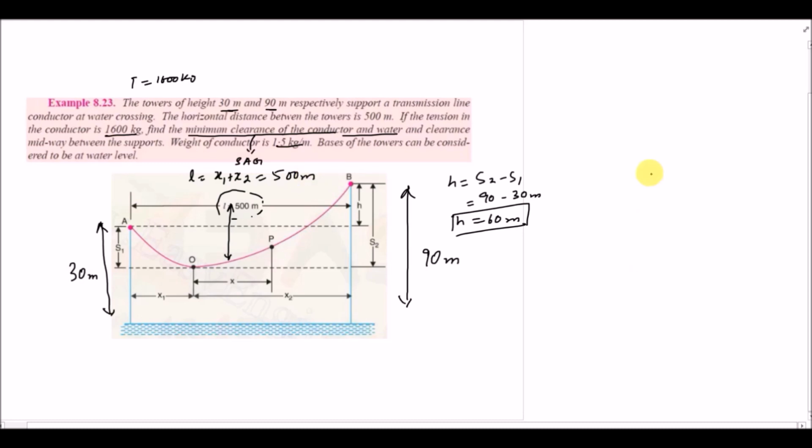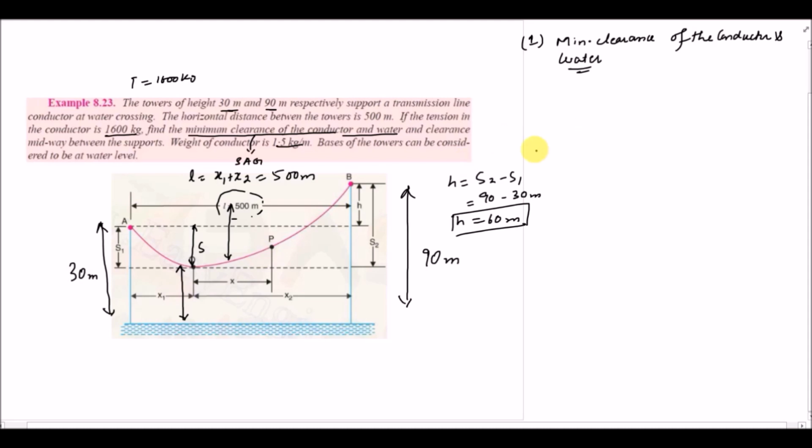So now what we have to calculate, in the first part of the question, is the minimum clearance of the conductor and water. So what we have to find is this value from point O to water. So we know the total value which is equal to 30 meter. So if we know this value, which is actually the sag, I will just subtract the sag from the height of tower A. That will give us the minimum clearance of the conductor and water.